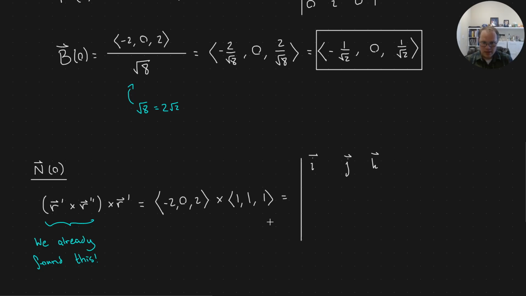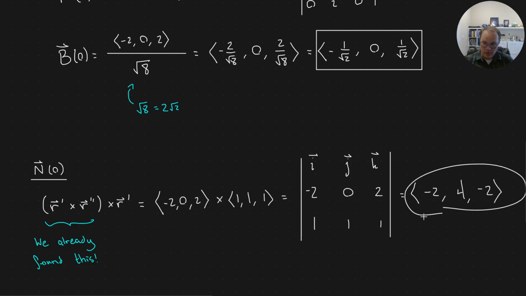First row ijk, second row -2, 0, 2, third row 1, 1, 1. And again, I'm going to move pretty fast here. I get -2. J is -2 minus 2, so that's -4, but because it's J, the sign switches, so that's +4. And K, I get -2 again. Now all we need to do, so this is the vector pointing in the direction of the unit normal vector. Now all we need to do is normalize it to get a unit normal vector.